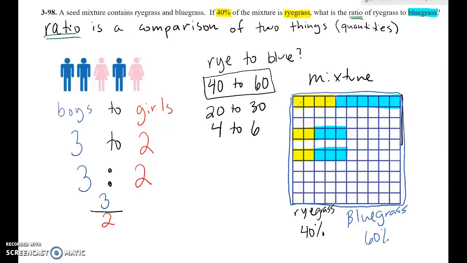So I know that if I have 2, 1, 2, I need 1, 2, 3 bluegrass. I'm just simplifying these ratios. So that would also work. This is our simplified ratio, that for every 2 ryegrass, I need 3 bluegrass.